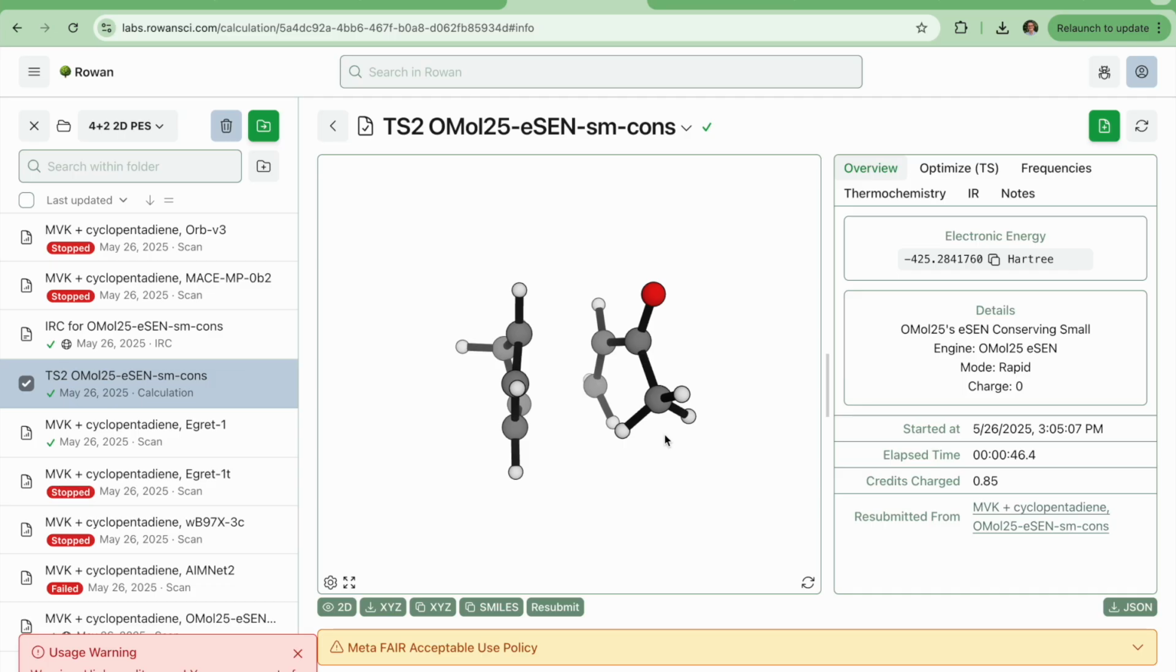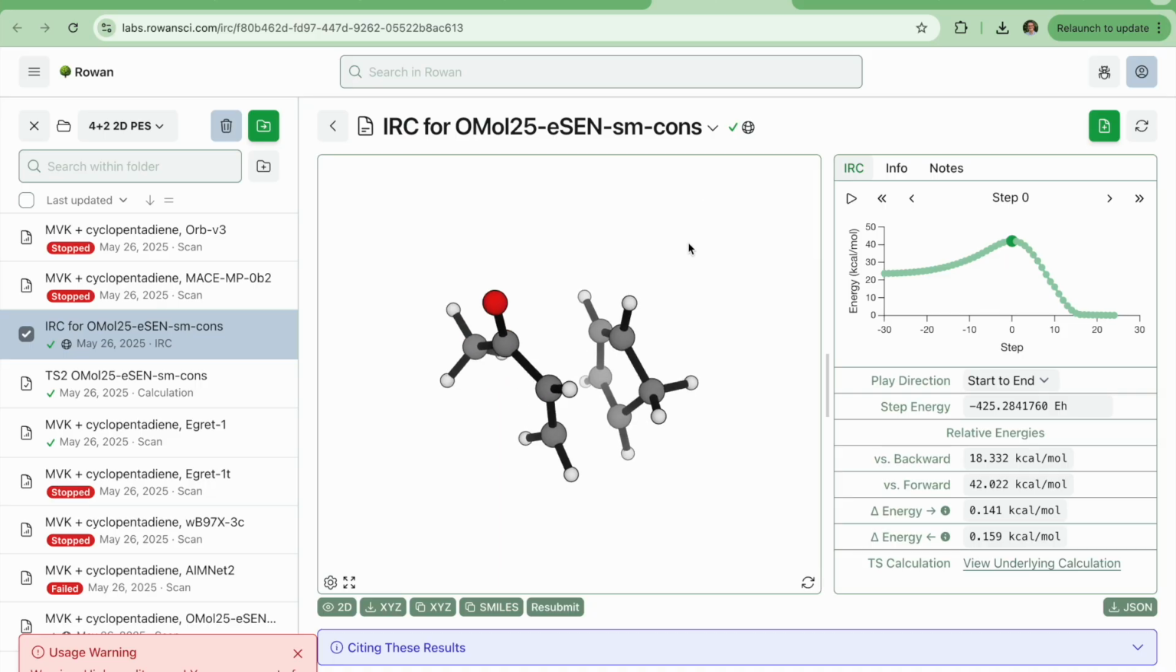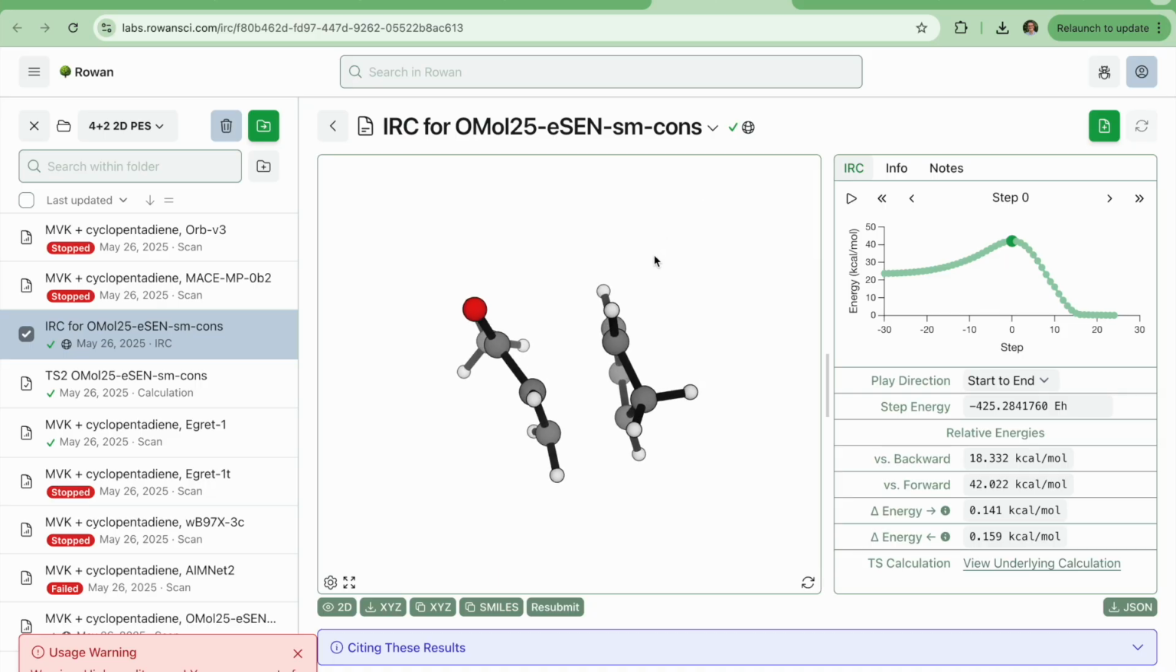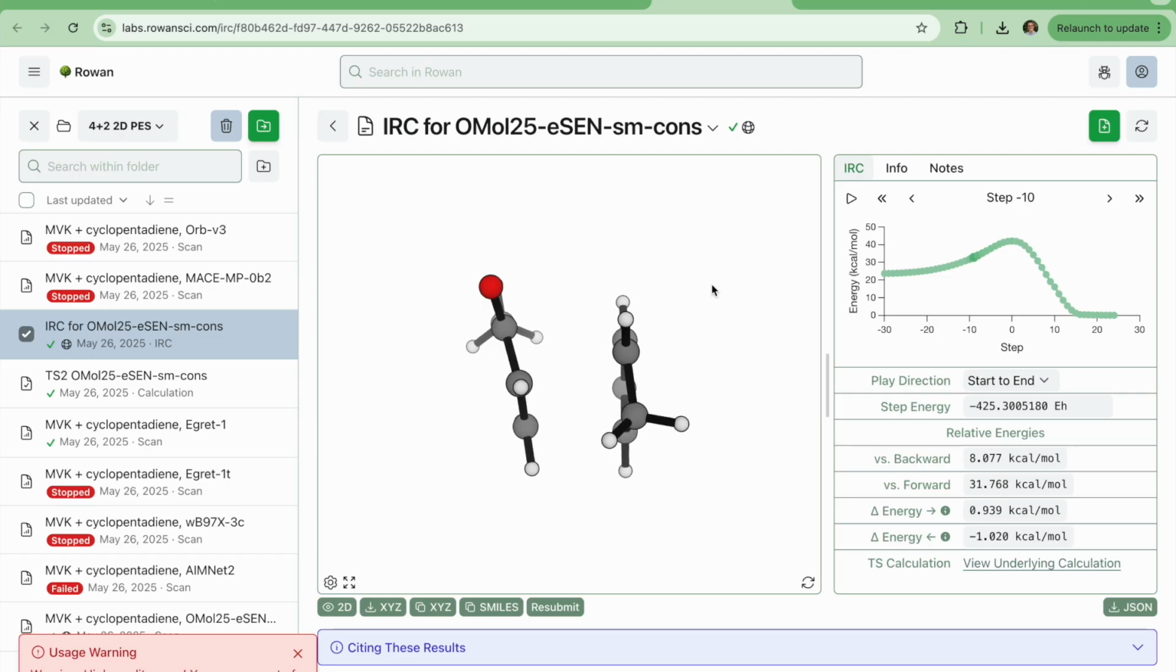And if we want to go just one level deeper in studying the reactivity of this system, we can now resubmit this as an intrinsic reaction coordinate job, which I've done here. And so this takes the transition state and then follows the minimum energy path backwards and forwards to show what this reaction will look like along the minimum energy path. And so if we follow it backwards, we can see the two molecules move apart and float off into space. Okay, it's about what we expect.